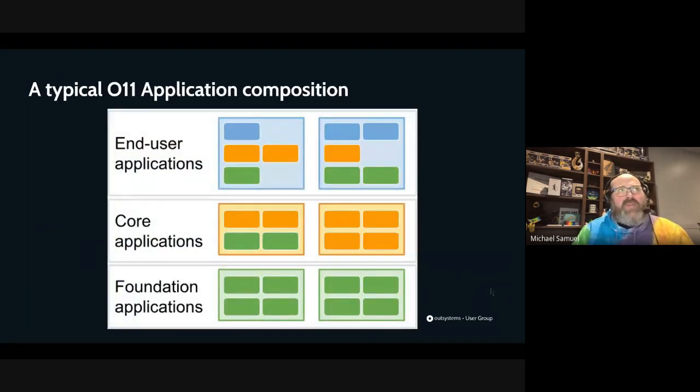When looking at a typical OutSystems 11 application composition, you can see that these are grouped into applications that are defined based on business units. We have our end user applications, our core applications, and our foundation applications. Modules are grouped based on logical grouping. Each application is aligned with business concepts, life cycles, and business owners and sponsors, and they're aligned around the life cycle.